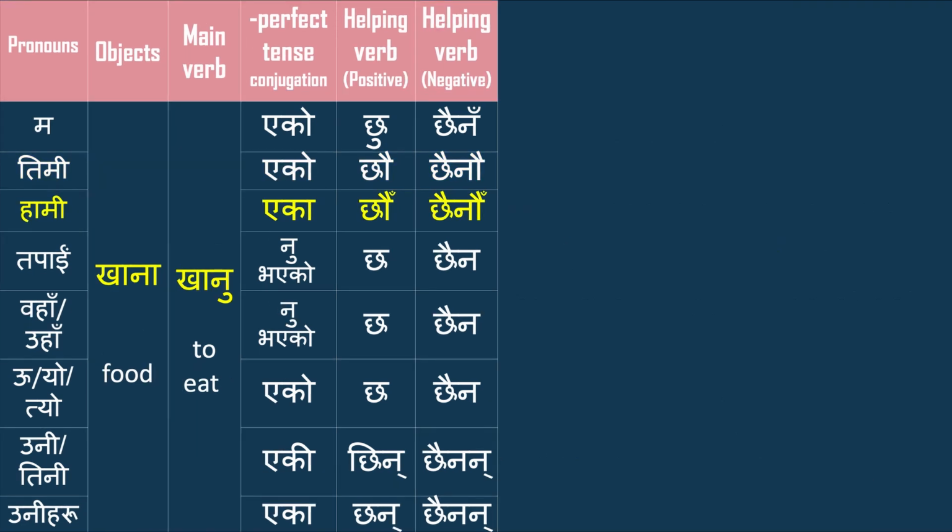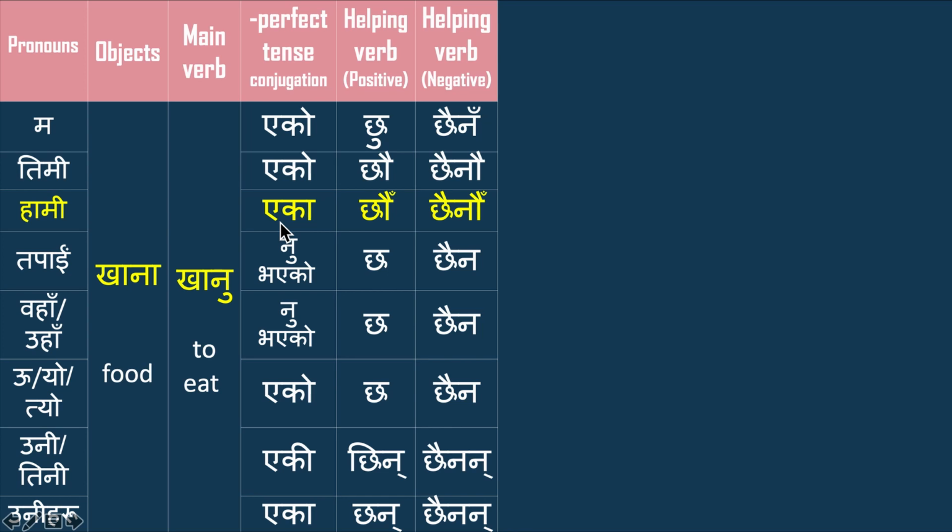Next, hami. Object khana, main verb khanu. Again here comes the two syllables verb khanu. We are adding perfect conjugation eka. Now here you can see hami is a plural subject, so we are using perfect conjugation eka.